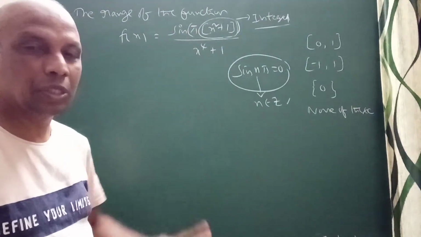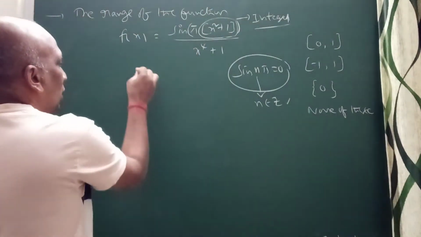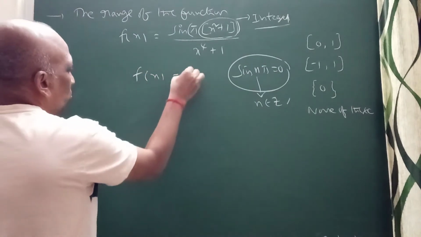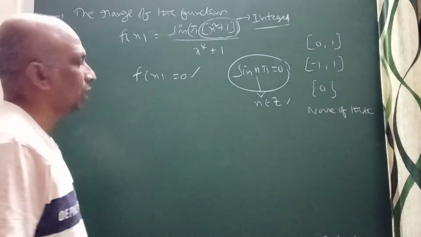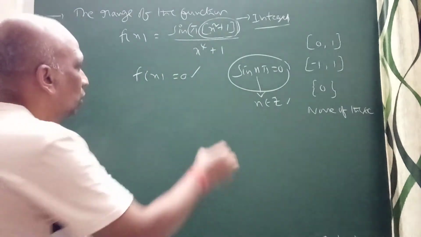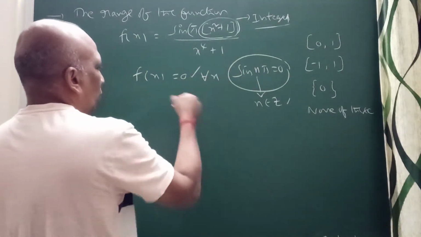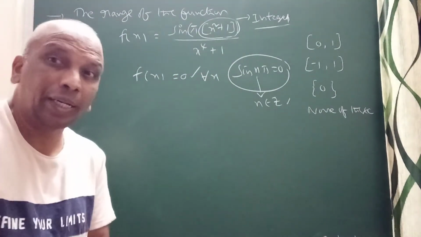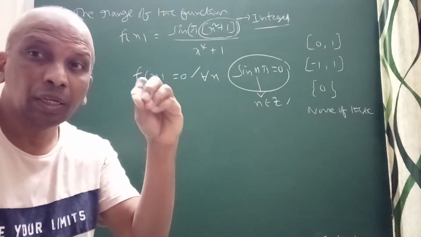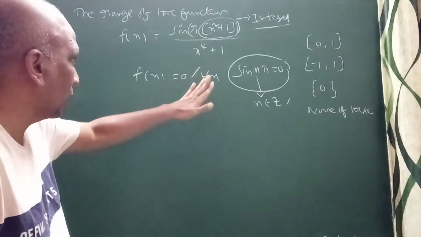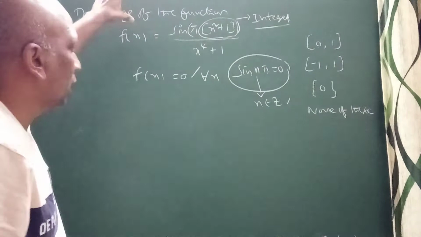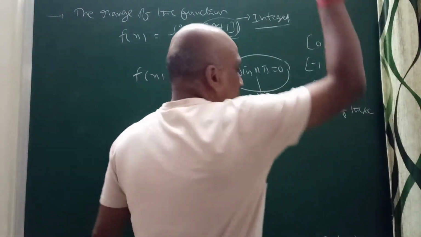0 divided by something is 0, so the function will be 0. Here f of x equals 0 for all x, whatever the x. For all x belonging to R, it will be 0. I can consider the domain to be R. For whatever x, f of x equals 0 only. So the range of the function is the singleton {0}.